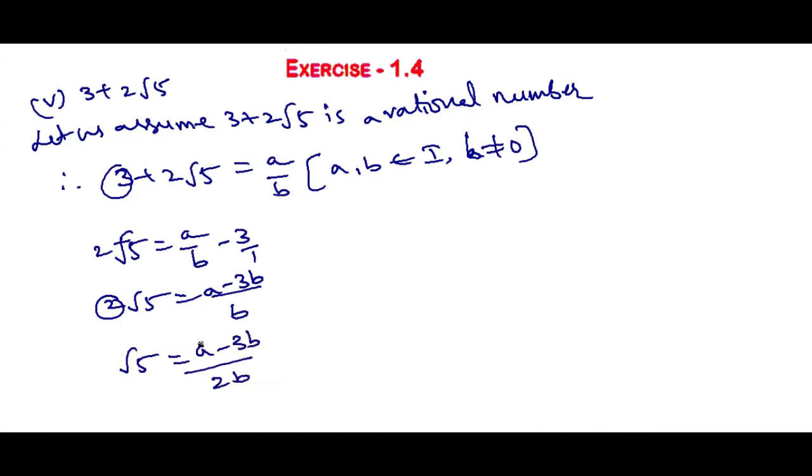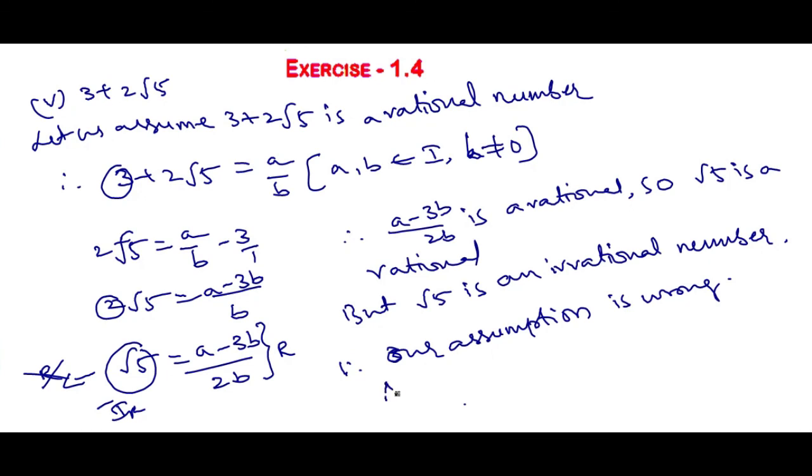Now look here, if a and b both are integers, this total term will become a rational number. If it is a rational number, then root 5 is also a rational number, but root 5 is not a rational number, it is an irrational number. So our assumption is wrong, therefore we can conclude that 3 plus 2 root 5 is an irrational number.